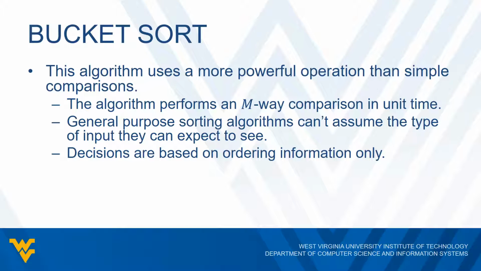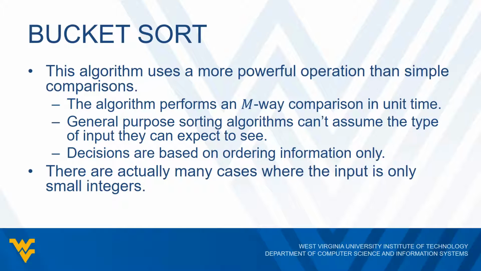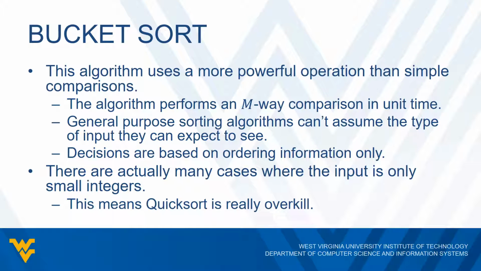In fact, what we find is there are several different cases where our input is just small integers. And if we have that, we can take advantage of this bucket sort algorithm, and quicksort is really just overkill, where we really don't need to use quicksort in those particular cases.